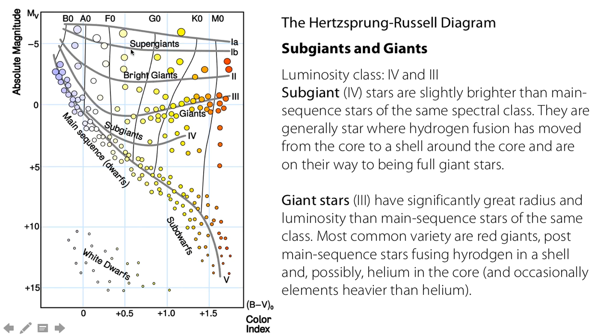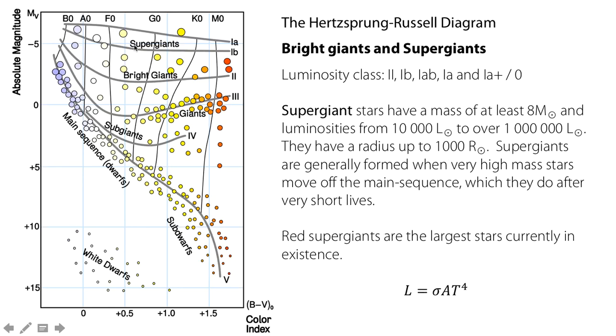Supergiants, which are the largest stars that you can see, some of them have a luminosity of a million times the luminosity of our sun and a radius up to 1,000 times the radius of our sun. This is the sort of end game for what's already a large mass star when it moves off the main sequence and grows. Red supergiants, remember these diagonal lines representing size, are the largest stars currently in existence.